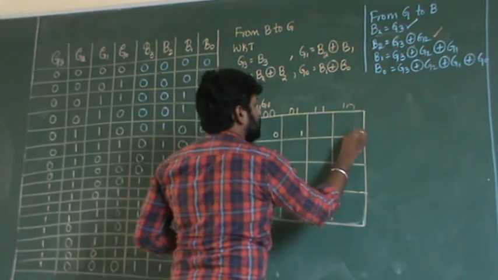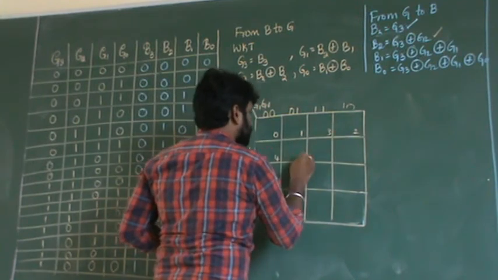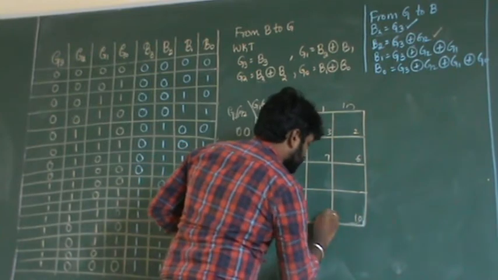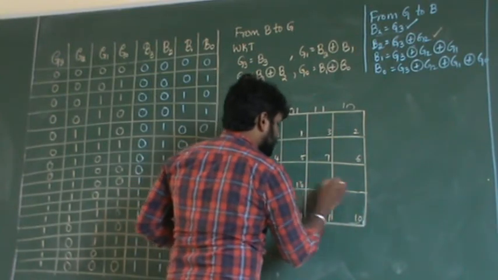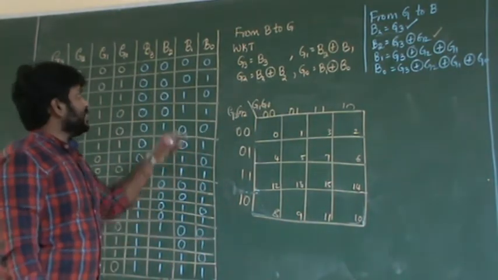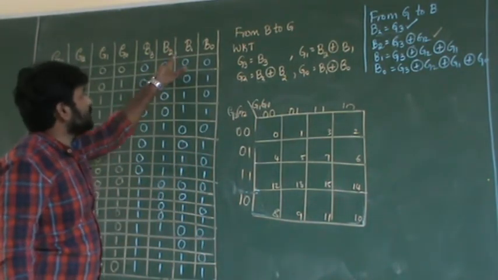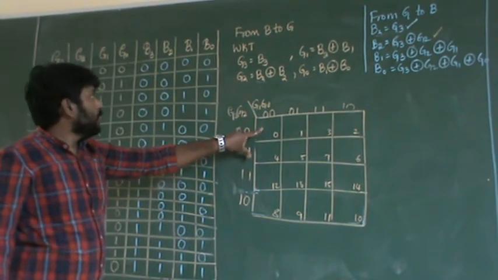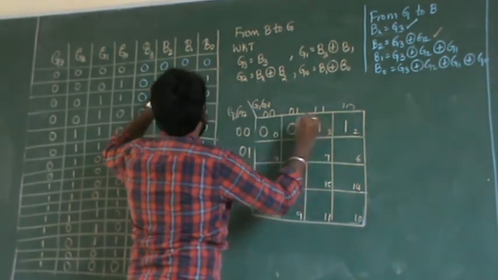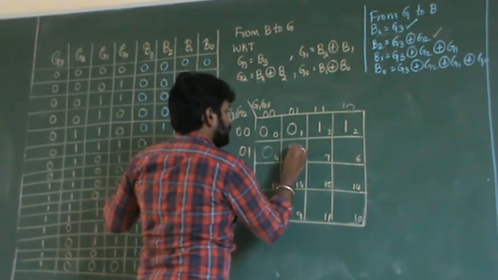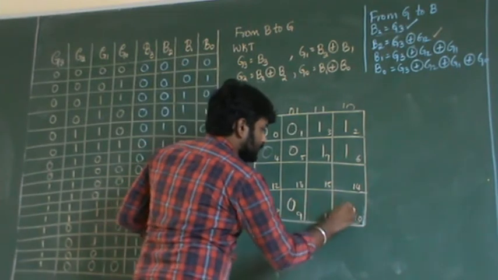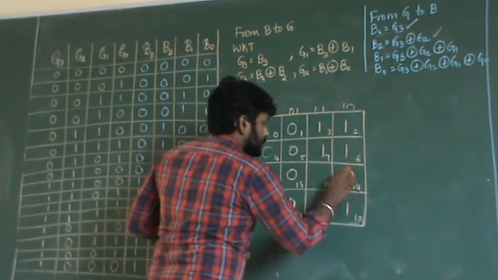Okay, 0, 1, 2, 3, 4, 5, 6, 7, 8, 9, 10, 11, 12, 13, 14 and 15. Okay. So now let me fill the data that is under B1 into my K-map. Okay. So 0, 0, 1, 1, 0, 0, 1. Okay. 0, 0, 0, 0, 1. Next again 0, 0, 1, 1, 0, 0, 1.